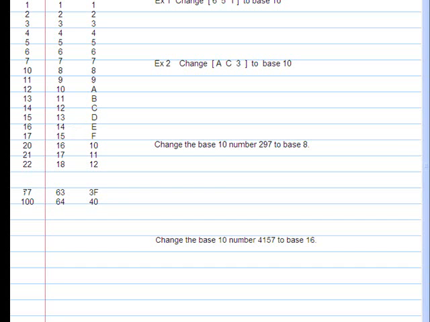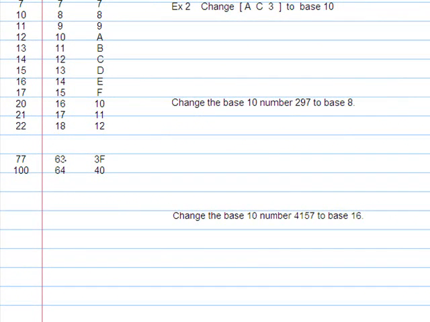Now 77 is 7 eights, which is 56, plus 7, which is 63. So I've shown it here as 63 Base 10. By the way, in Base 16, well, we'll talk about that in a second.